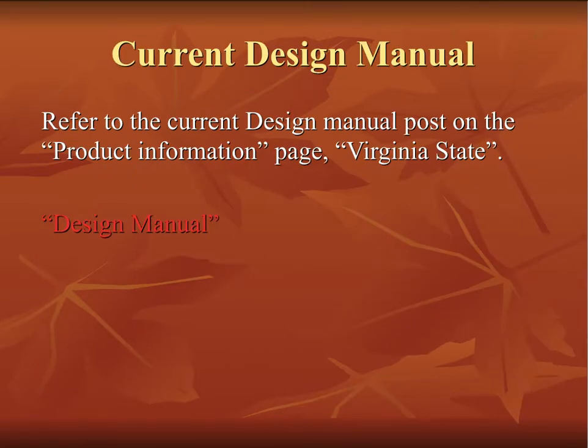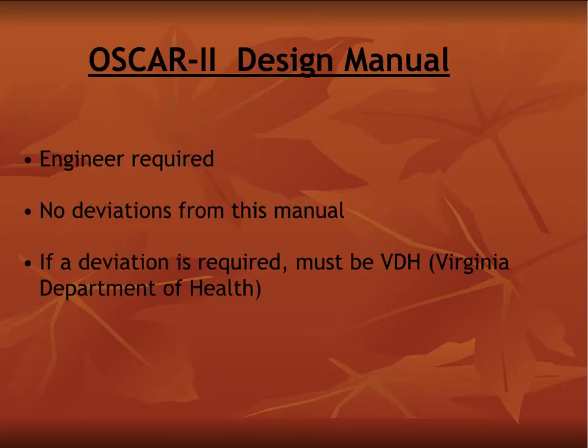All the information that I'll be referencing during this presentation is in our current design manual, which you can find on our website, oscaronsite.com, in our production information page under Virginia State. The title of the design manual that I'll be referencing is Design Manual. In staying to the Oscar II design manual, it's important to note that an engineer is required to implement this system. No deviations are allowed from this manual unless they are approved via the Virginia Department of Health.